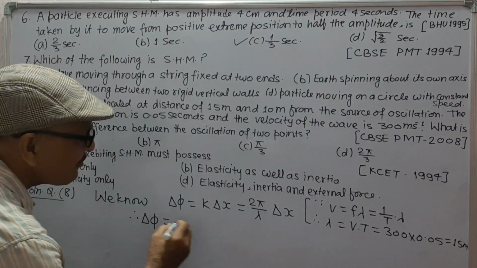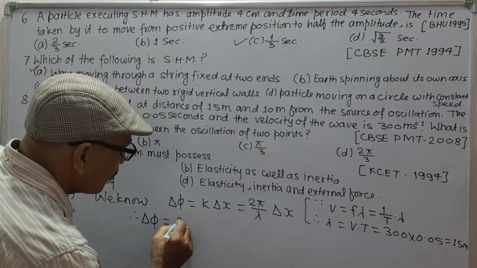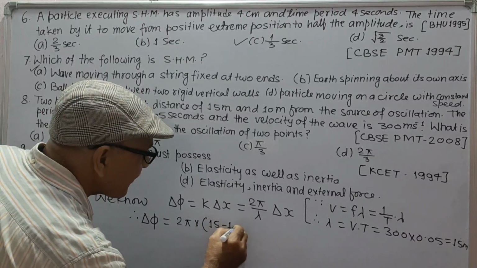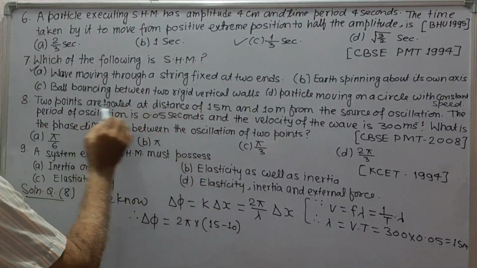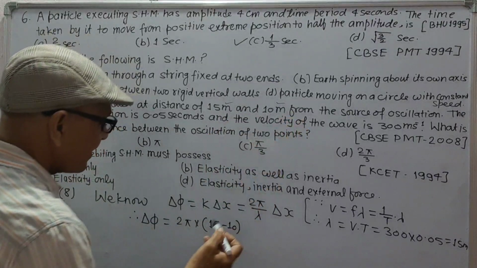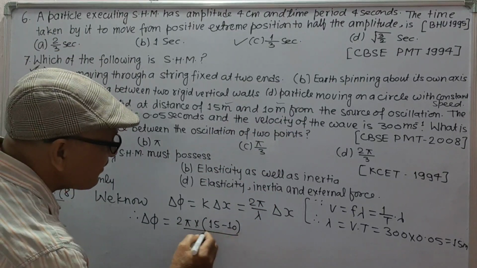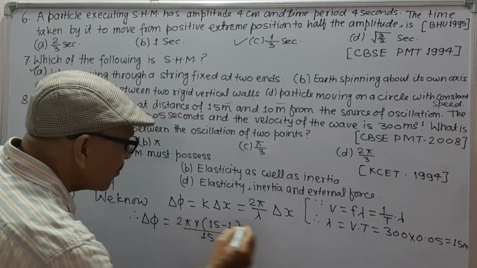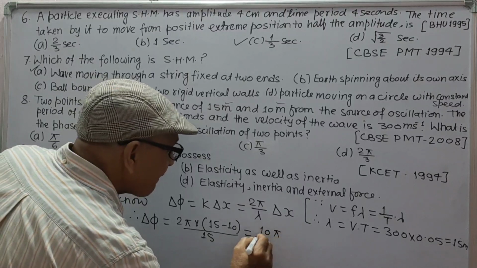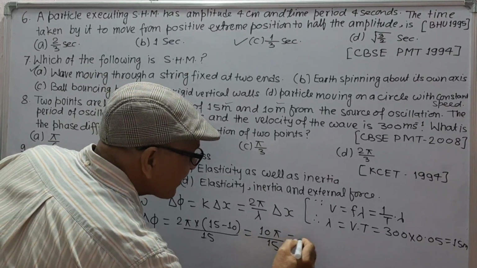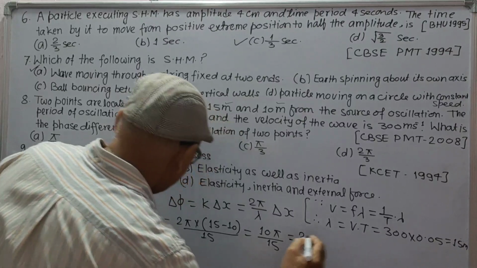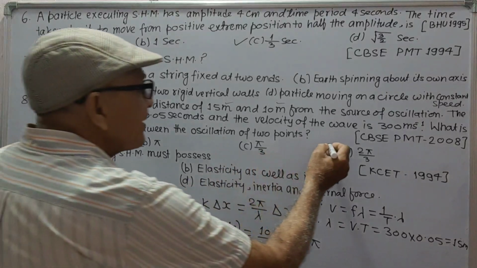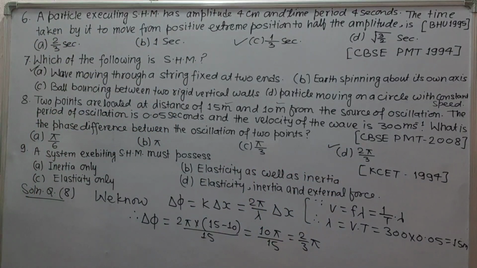Therefore phase difference delta phi will be equal to 2 pi into (15 minus 10) upon lambda, which means 15. So it is 5 into 2, 10 pi upon 15, which means 2 by 3 pi radian. So the correct option will be D, 2 pi by 3 radian.